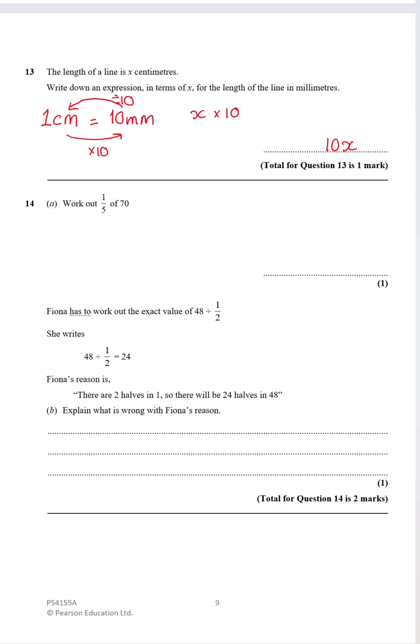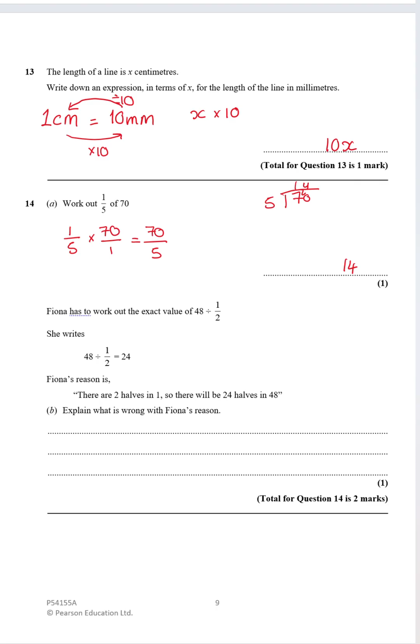A fifth of 70, well, of means times, so 1 over 5 multiplied by 70. On a non-calculator paper, I'm going to make my life easier by putting in an invisible denominator of 1. I then just need to multiply my numerators and multiply my denominators, and I can just do my basic times stuff on the side out of the way. Should get 14.